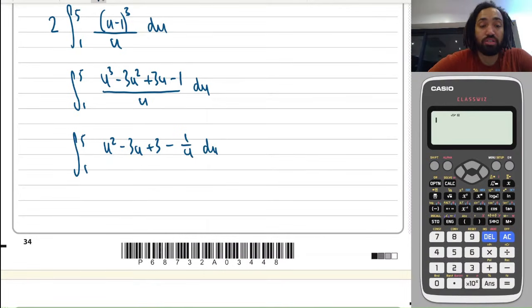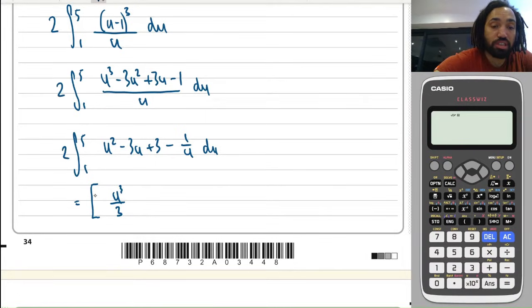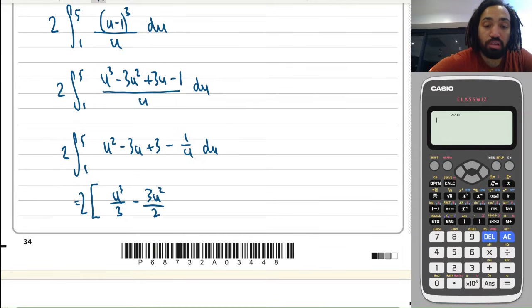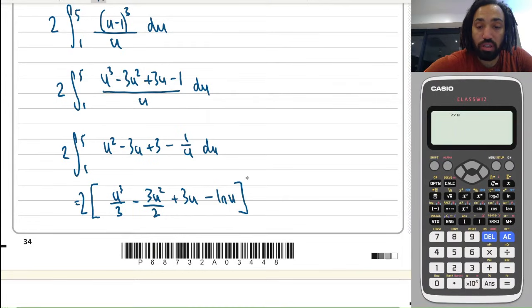Okay, and now we're going to integrate this. So once it's integrated, I put it in a square bracket. I up the power by 1 to get u cubed and divide by the new power. Don't forget the 2 that needs to go outside as well. And then I up the power by 1 to get squared, and then divide through by 2. This is going to give me 3u, and the integral of minus 1 over u is minus ln of u. And that's between 5 and 1.